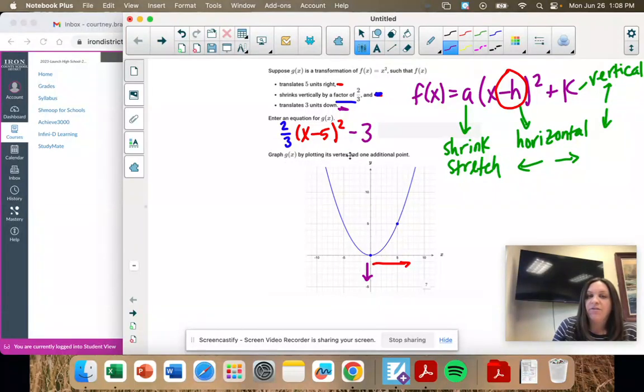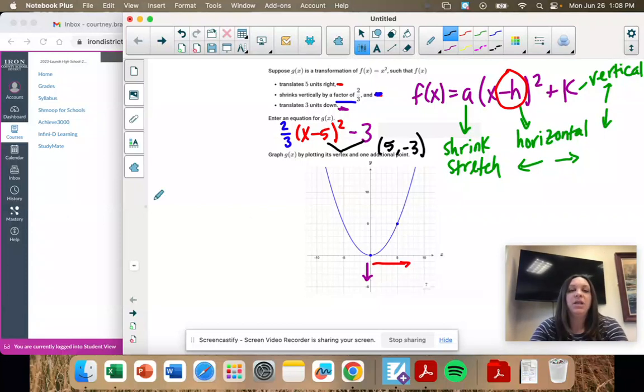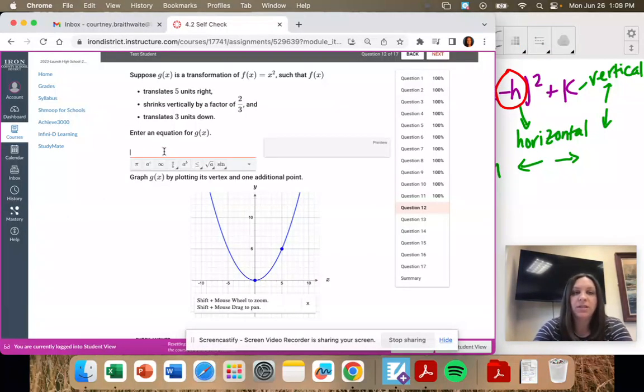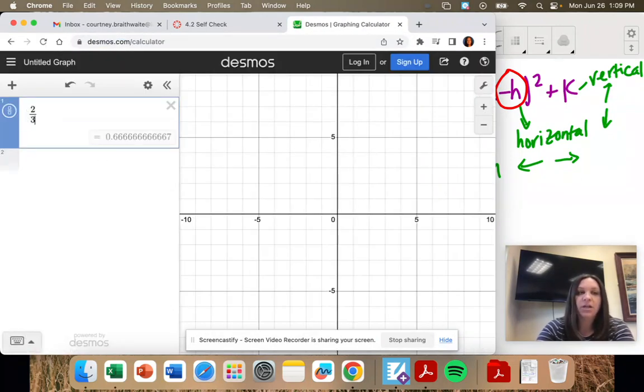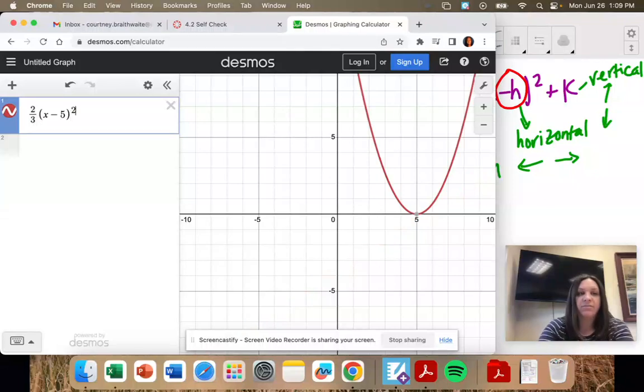So now we're going to graph this by plotting its vertex and one more point. Well, the vertex is opposite sign, remember, positive 5, negative 3. But we need one more point. Let me type our equation. 2/3 x minus 5 squared minus 3. Wonder if it's going to make me type g of x. I don't know.